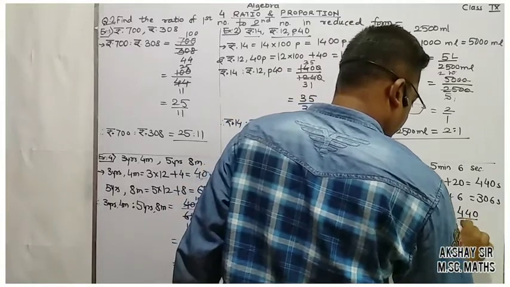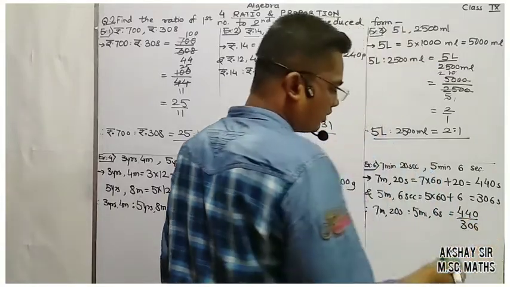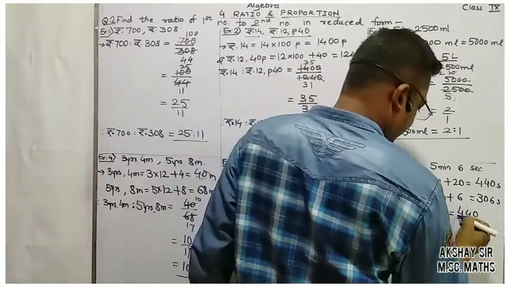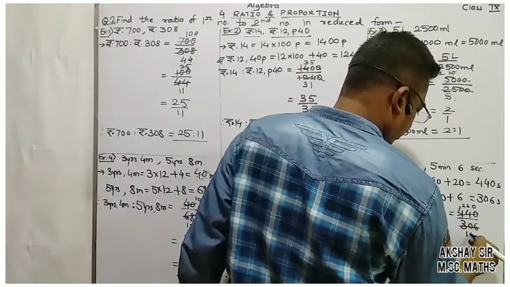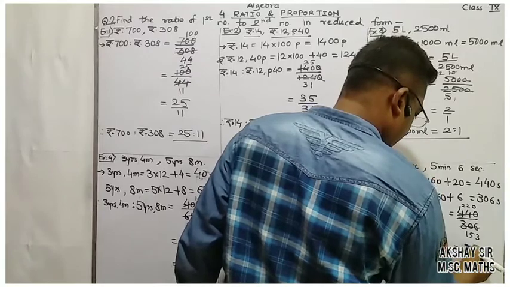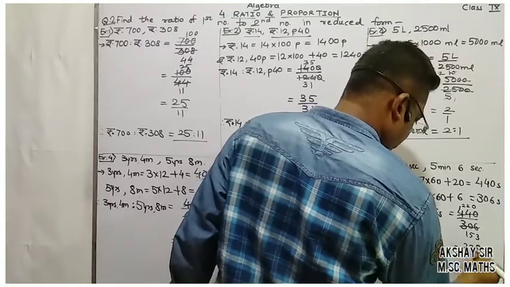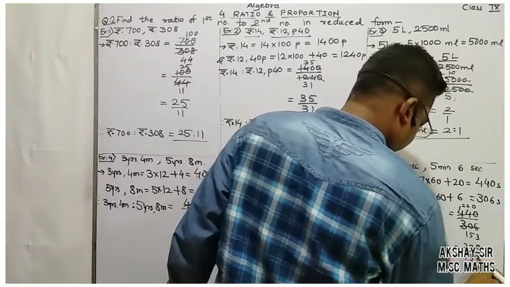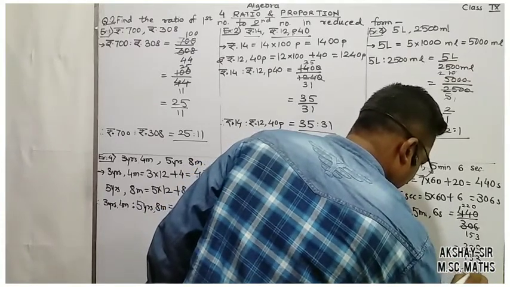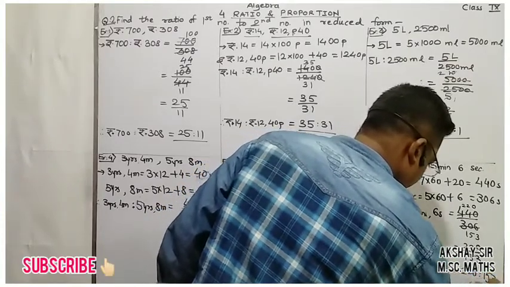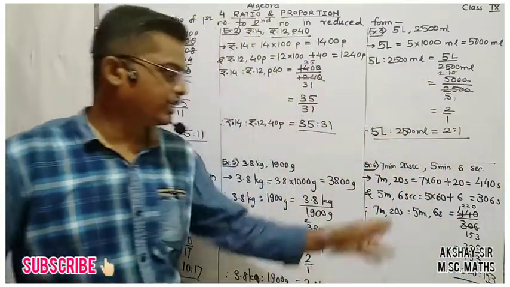440 upon 306. First of all, we see multiples of 2, so let's cancel by 2 and see. It will be 2 into 2 and 0, here 2, 15 and 3. So I don't think any further calculation is possible. So 220 upon 153. So the ratio will be 220 as to 153. This is the most reduced form of this ratio.